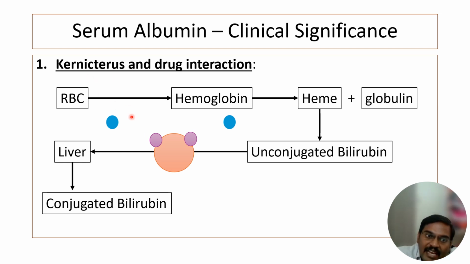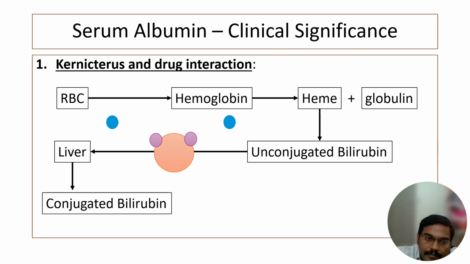Any condition which increases the bilirubin concentration in the blood, causing brain damage, is called kernicterus. One of the reasons for kernicterus is an increase in bilirubin concentration due to various reasons, and it can be enhanced when the patient takes aspirin or penicillin. So this is one of the clinical uses of knowing albumin's transport function.